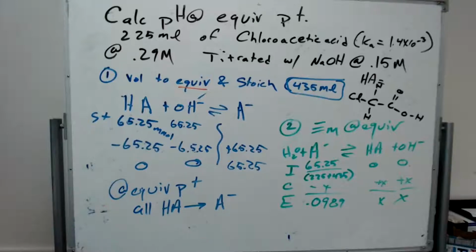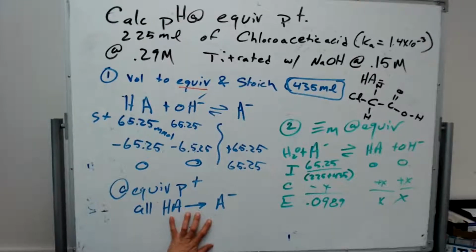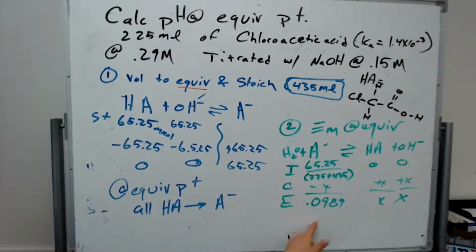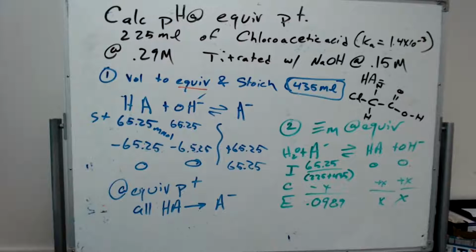Much like a lot of the things we do, as you start to notice the shortcuts, you start skipping the steps and it makes things quicker. For the equivalence point, you never really need to do the stoichiometry table. We pretty much always can just say, all my HA becomes A minus. I need to know the total volume, do the ice table. And so then from there, you're going to go to POH and then you recognize POH for the pH.